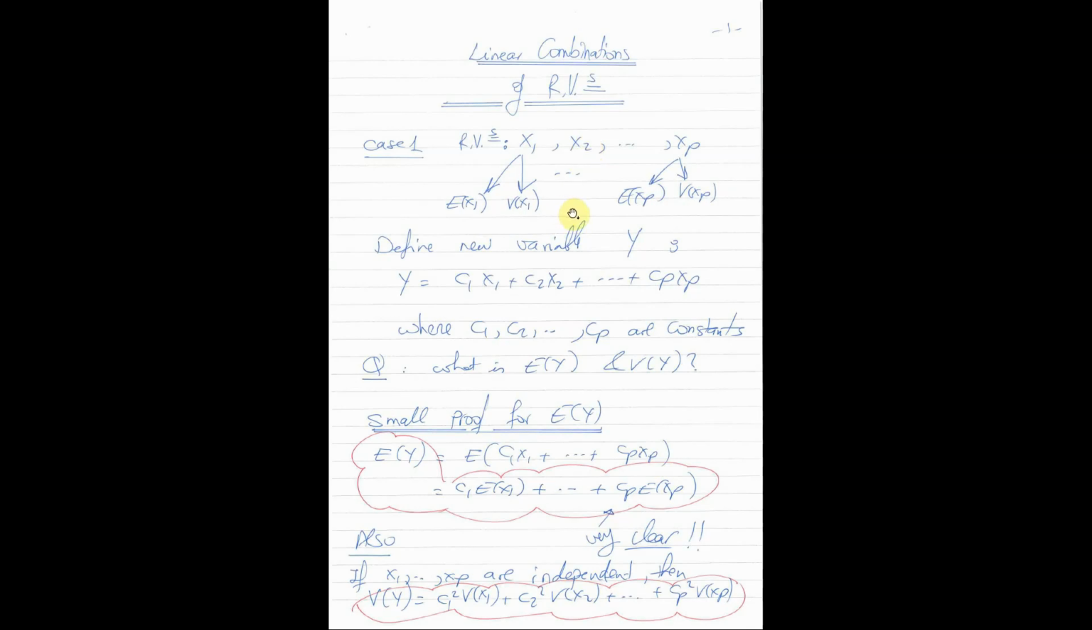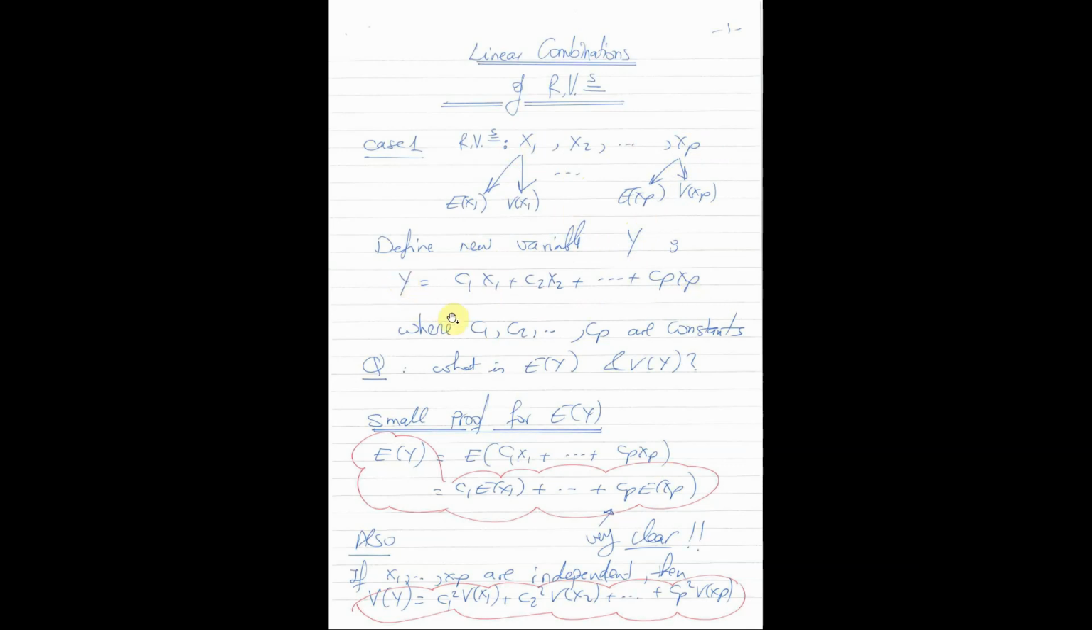Okay, so in short, we have p random variables x1, x2 until xp. For each one of them, we know the expectation and we know the variance. Now, what are we doing with these random variables? We need to define a new random variable y. So y is a new variable that we define from the other variables. How? We say that y is defined as the linear combination of the x variables.